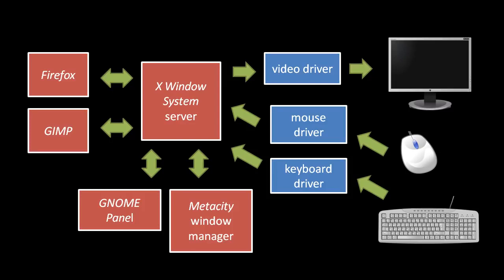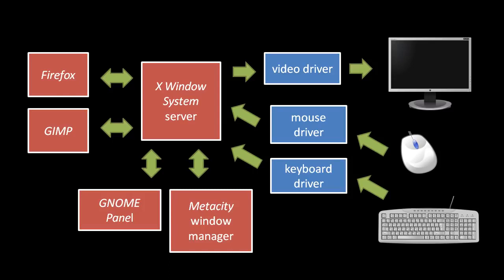So notice that GNOME Panel and the Metacity window manager are both otherwise ordinary processes that talk to the X-Window server. So they actually talk to the X-Window server using the same X protocol that all other programs like Firefox and GIMP use. Be clear that the X-Window system is defined really by a protocol, the X protocol, and there are a few different X-Window servers available. The most widely used one though is called Xorg. If you have a Linux system today, most likely it's using Xorg.